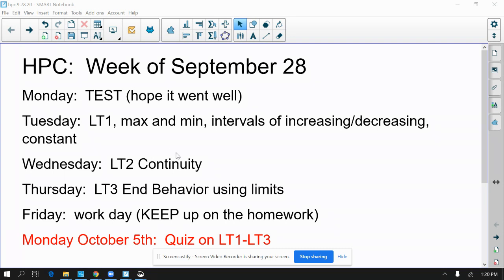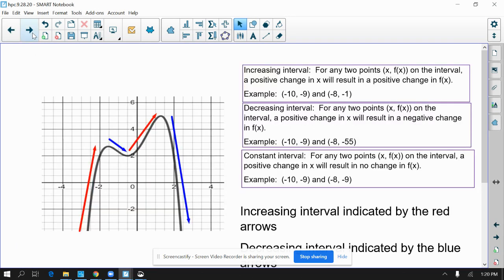Friday will be a work day for you to keep up on your homework. LT 1 and 3, I'm absolutely confident we can do in 1 day. We'll have another quiz on Monday for learning targets 1 through 3. So learning target 1 is about maximums, minimums, and these intervals.